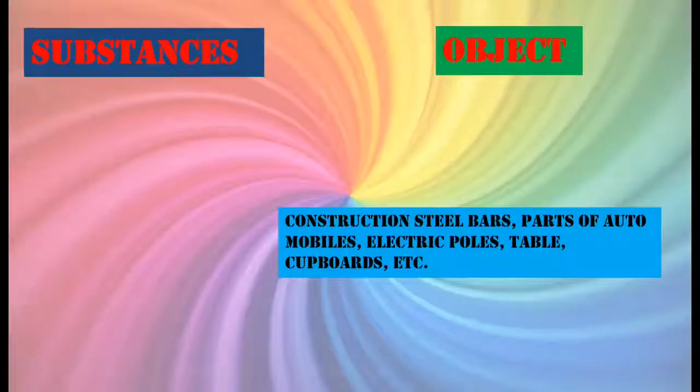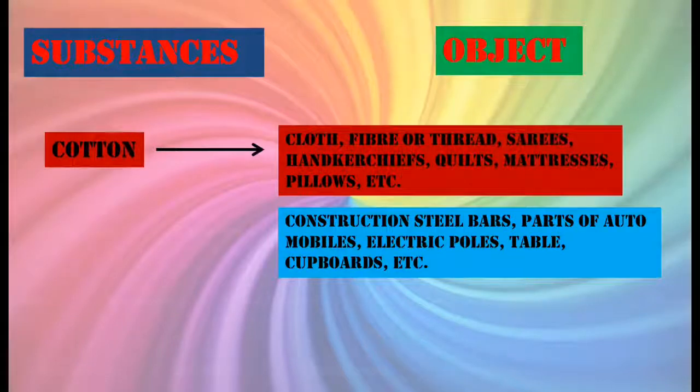So with this, we have understood that substances and objects are two different things. Many substances together make an object. Same way, if I talk about cotton, cotton is a substance. From cotton, you can get cloth, fibers or thread, saris, handkerchief, quilts, mattresses, pillows, etc.